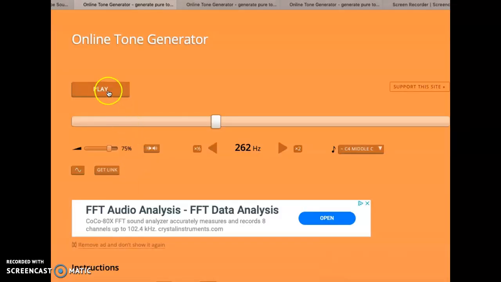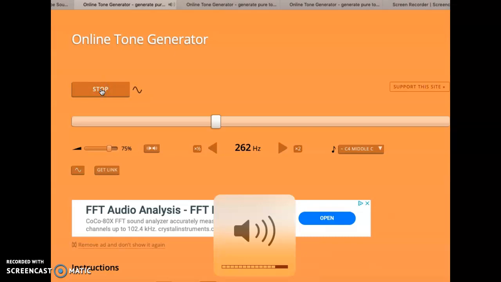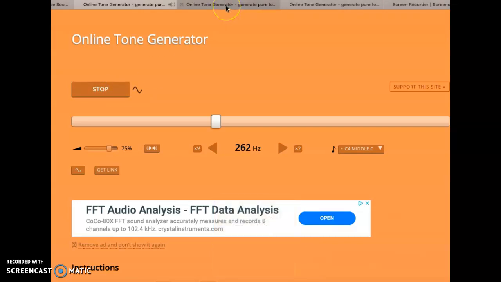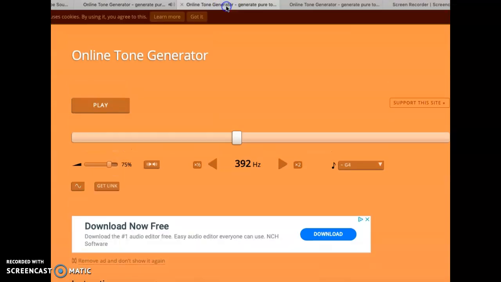Okay, so now watch this. I'm going to play a middle C, which is 262 hertz. And then I'm going to add on top of it the G above it, it's a nice sounding chord. The C and the G together sounds good. Here's the G above it. It's the letter G note, but it's 392 hertz.